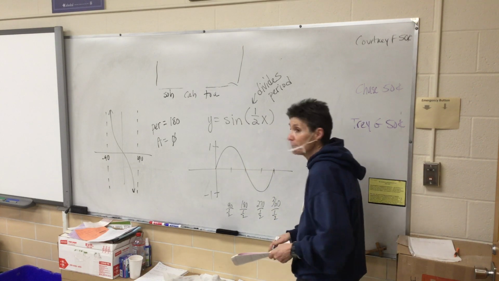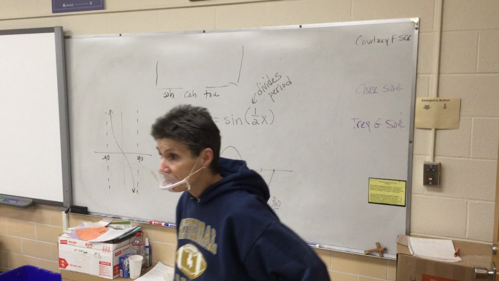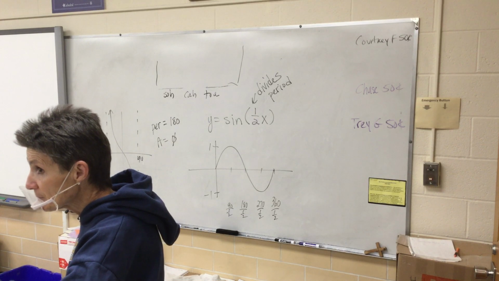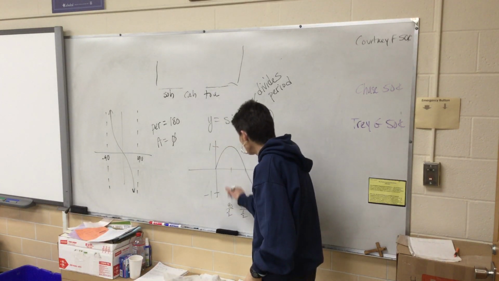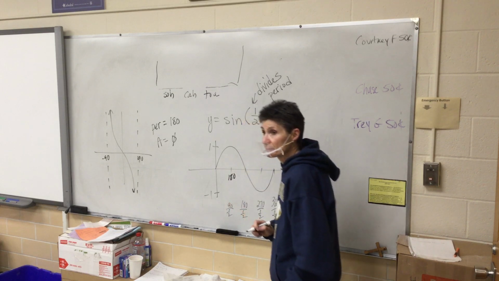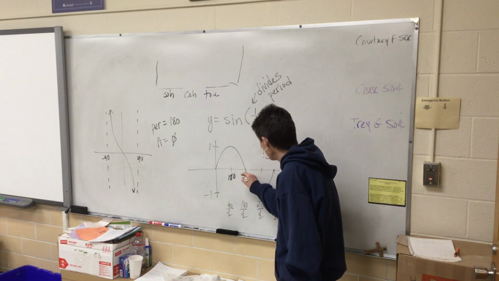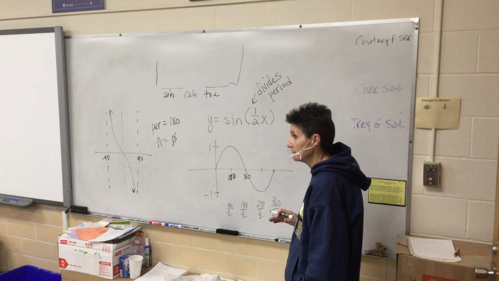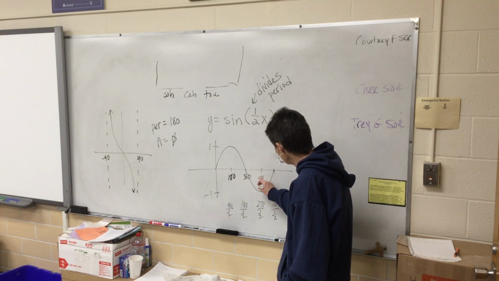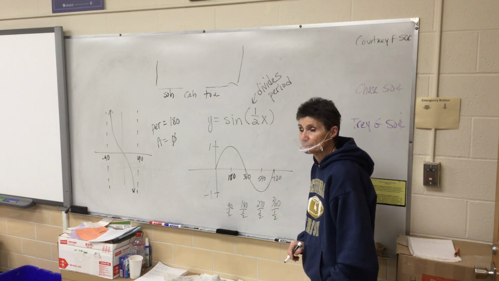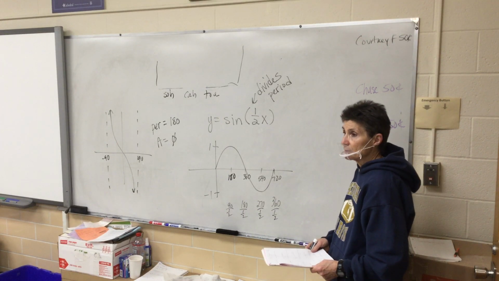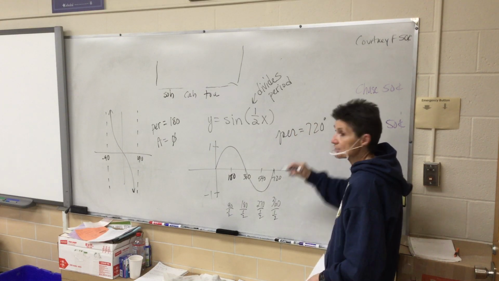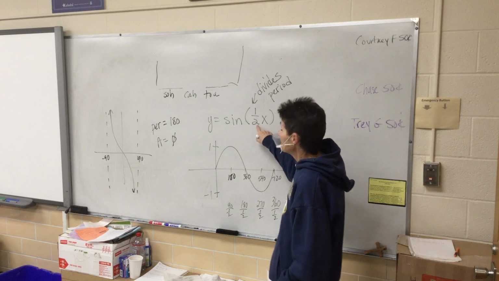Now remember, dividing by a half is the same as timesing by 2. So 90 times 2, now this label is 180. 180 times 2, this one's 360. You see what's happening? Everything is twice as long. So this is going to be 540, and this is going to be 720. So now my period is 720 degrees. It's twice what it was.